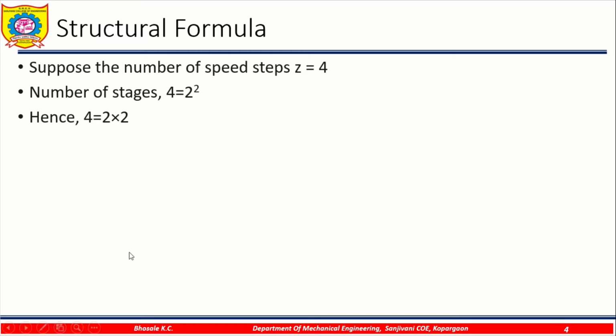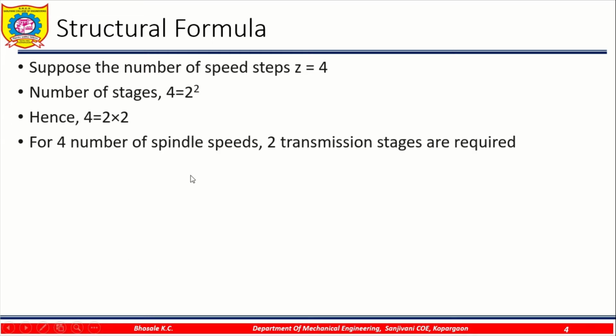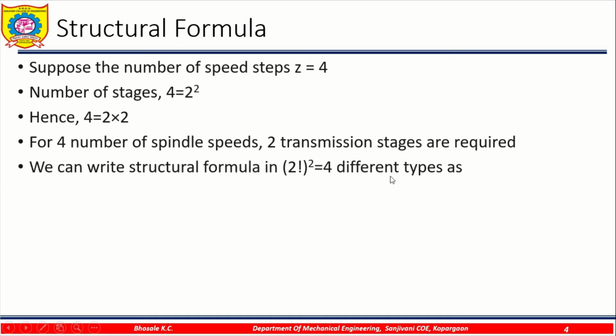So 4 will be equal to 2 into 2. For 4 spindle speeds, 2 transmission stages are required. So we can write the structural formula as 2 factorial squared, that is 4 different types. Here Z is equal to P1, and there are 4 parameters: P1, P2, X1, X2.